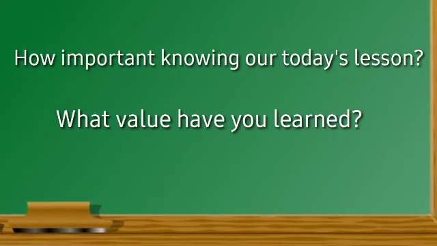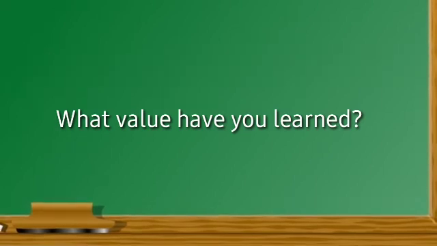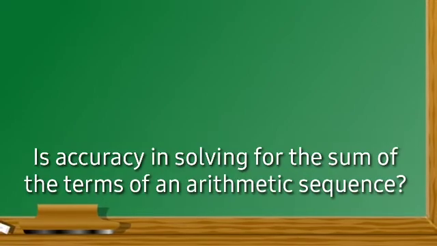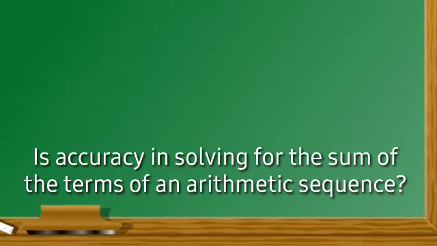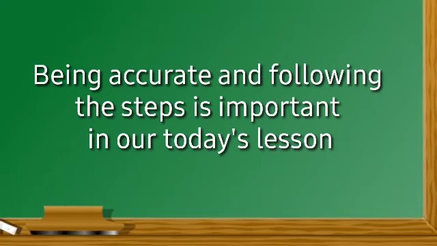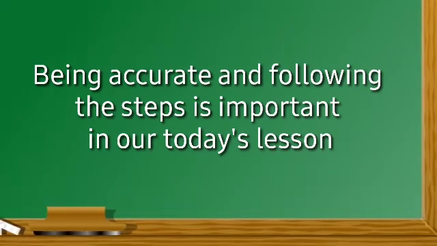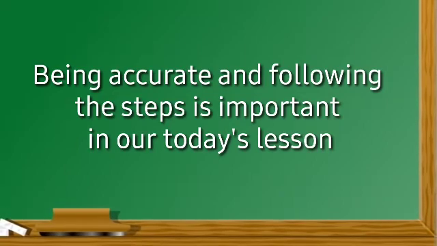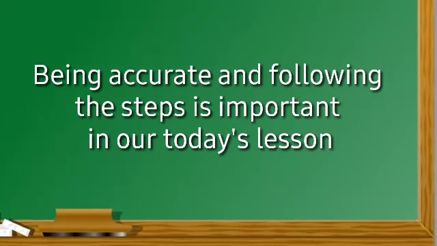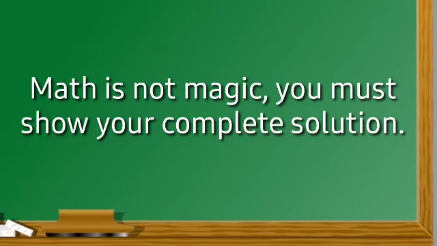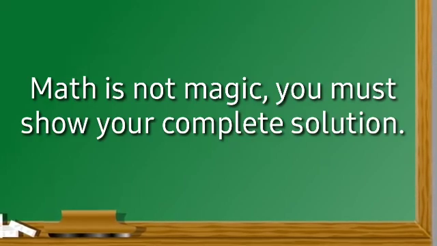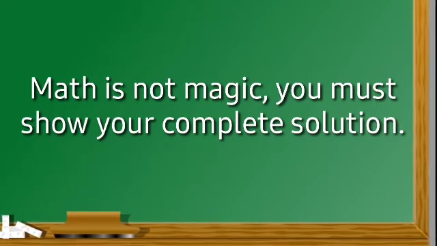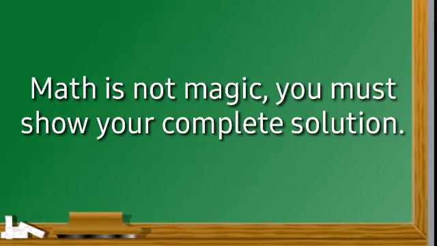So what value did you learn in our lesson today? Is accuracy important in solving for the sum of the terms of our arithmetic sequence? So yes, following the steps and being accurate is important in solving for the sum of the terms of our arithmetic sequence. So in math, again, it's not magic. So you show your complete solution. That's why you must follow the steps so that you're going to get the correct answer.